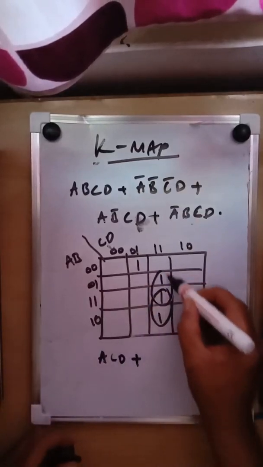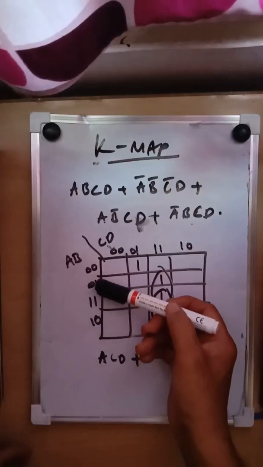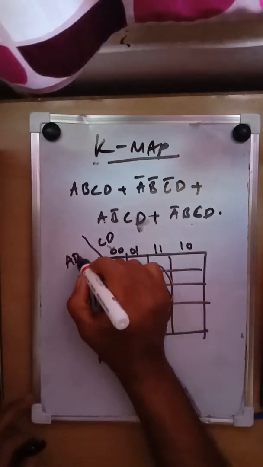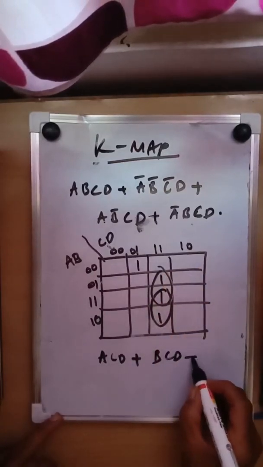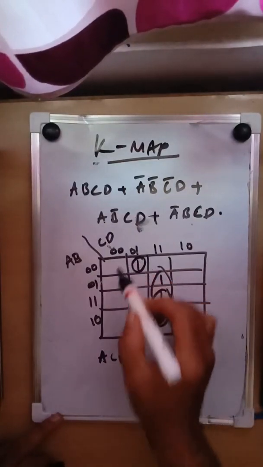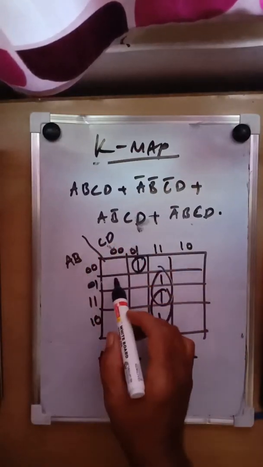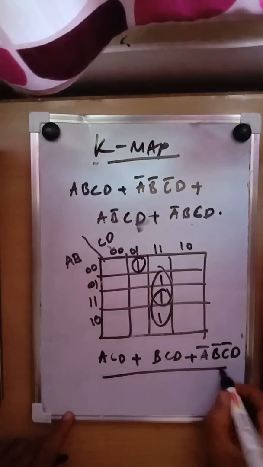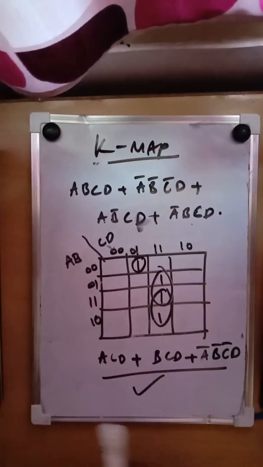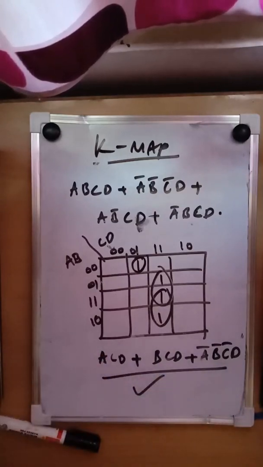Next, encircle these 2. This encircling covers these 2 rows, and only B is as it is. B is unchanged, so take B. And CD is unchanged. Next, coming to this one, it is alone, so we can encircle it, because 2 power 0 means 1. This covers only this row and this column. So that means A bar B bar C bar D. So this is the answer. This is how we can calculate the minimized function of given Boolean functions using a K-map.